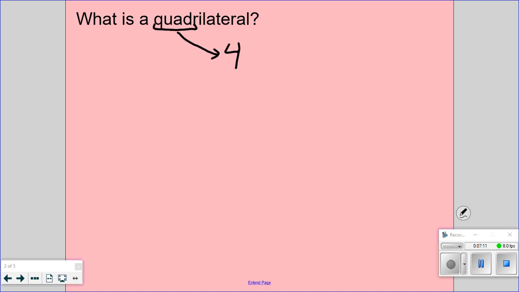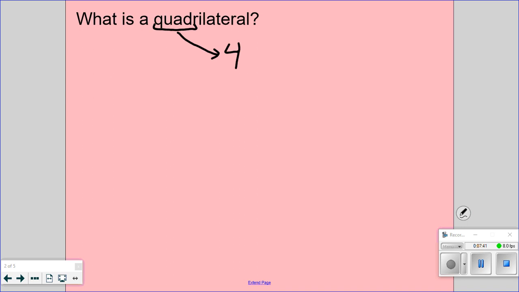Like, for instance, I'm sure you've heard of a tricycle. How many wheels on a tricycle? Three. How many sides on a triangle? Three. How many angles on a triangle? Angles or corners? Three. Weird! Because of that prefix tri. We're talking about quad.